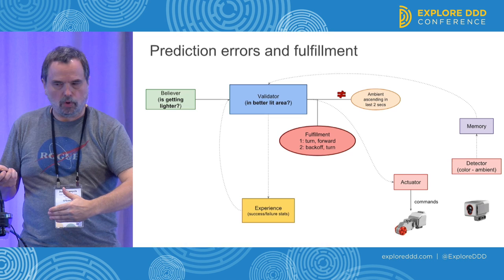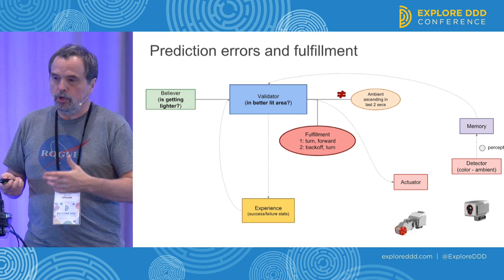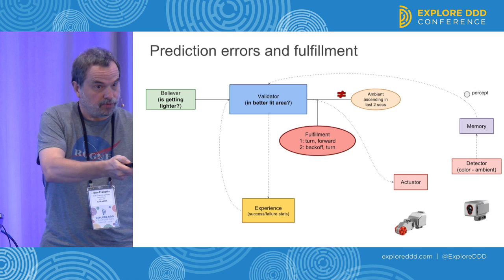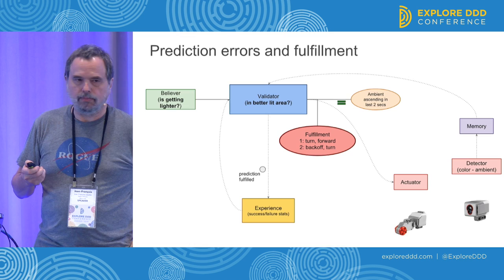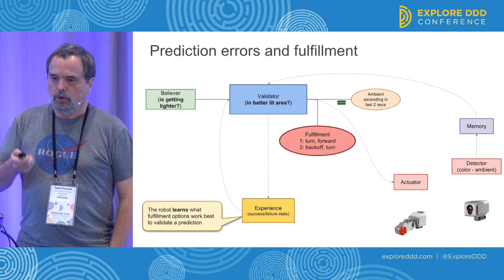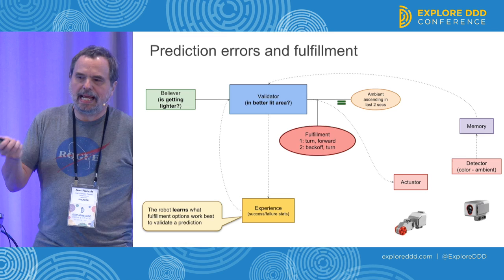And good. And now a new percept is read. The robot has moved into a better area of the room. Now it's true that it is in the better lit area. Prediction fulfilled, raised. Experience gets it. Aha. Keeps a note of that. That seems to be a good option. It works. And the robot has learned which fulfillment option works best to validate the prediction. Has a bit more data about it.